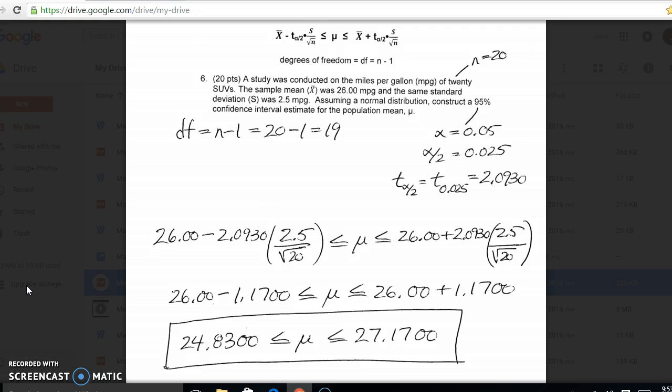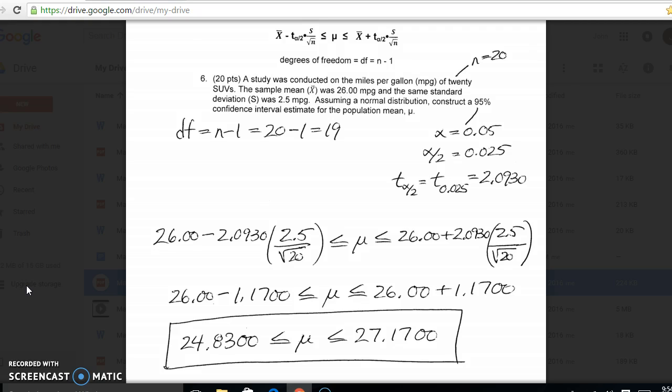Now, the 20 is your sample size, so that's going to be your N. And then it states that the sample mean, the X bar, was 26.00 miles per gallon, and the sample standard deviation S was 2.5 miles per gallon. Assuming a normal distribution, construct a 95% confidence interval for the population mean mu.